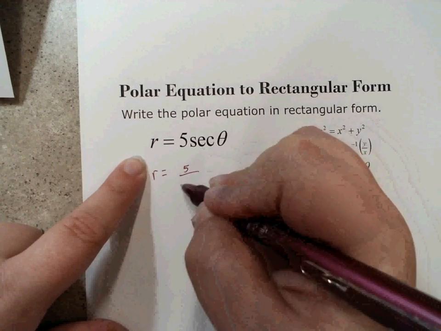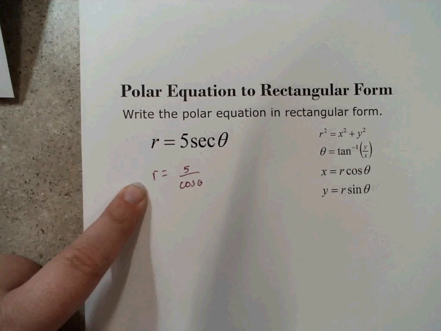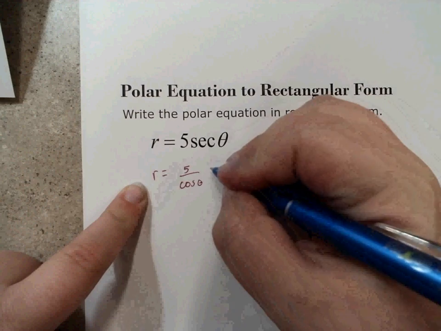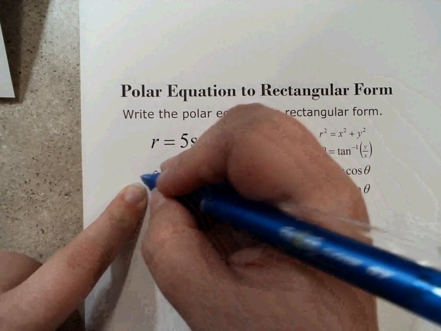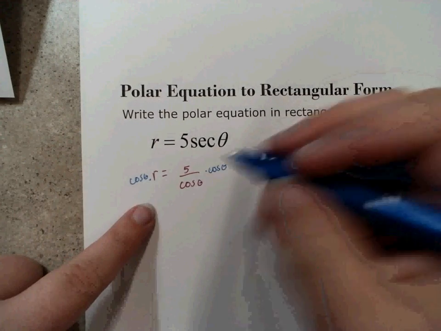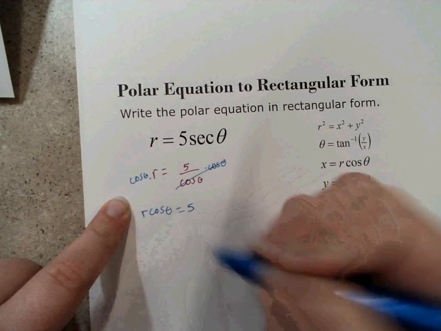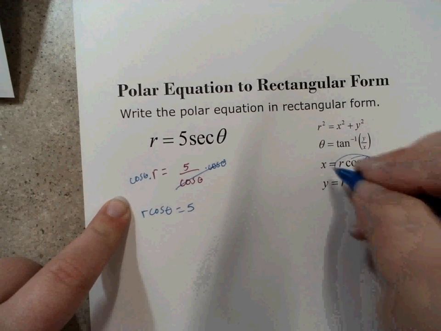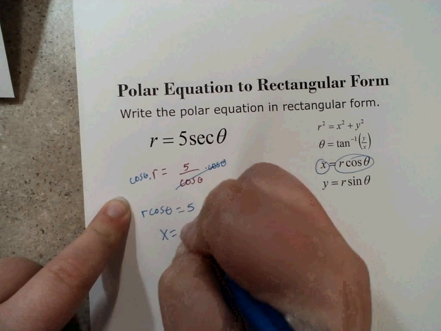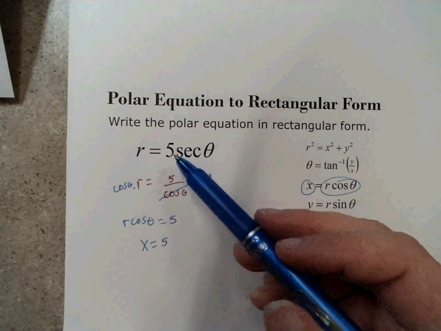So using that, I'm just going to rewrite secant as dividing by cosine, and then I'm going to multiply by cosine on both sides. And the only reason I'm saying this quickly is because we just did a problem going the opposite direction, so it's just undoing the same processes. So I've got r cosine theta equals 5, and r cosine theta is x. And so there we go.